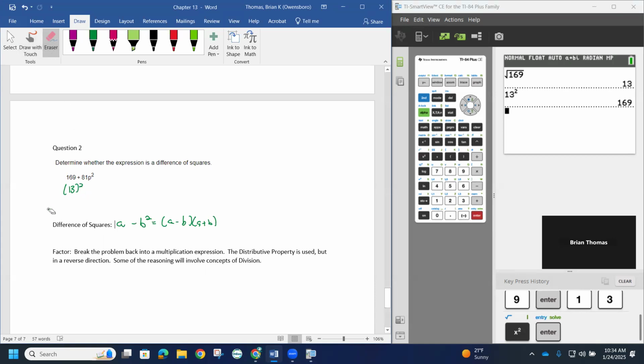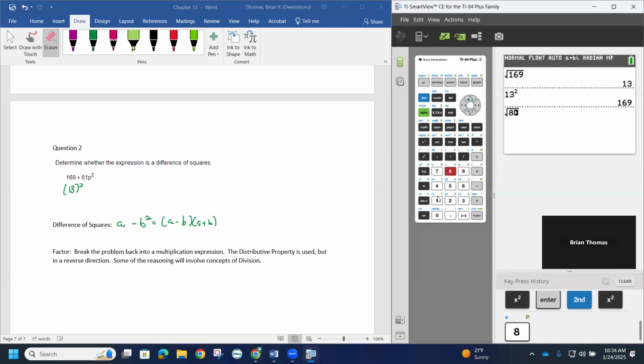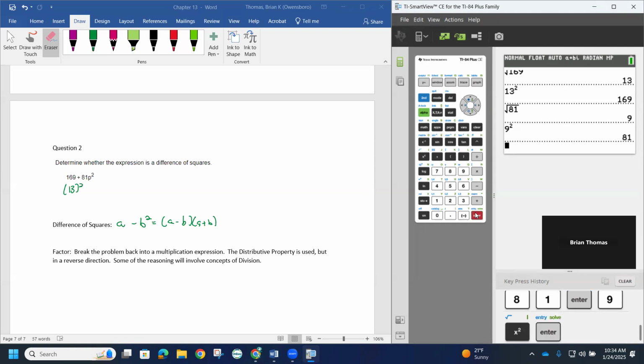The other thing we look at is the 81 part of it. Is 81 a perfect square? So again, if we take the square root of 81, the square root symbol is above the x squared, so I have to hit the second button first, square root of 81. It should look like this on your display. Hit enter, it gives me 9. So that does mean 9 squared gives me 81.